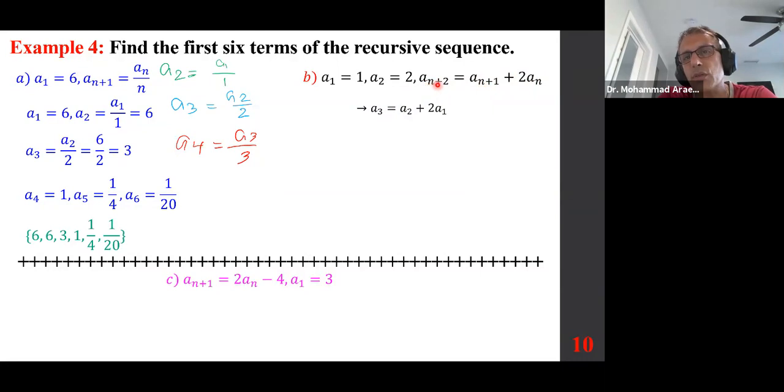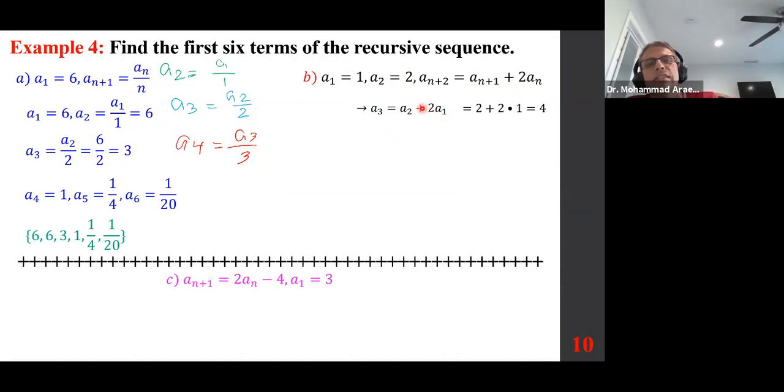See, a sub n plus 2 is a sub n plus 1, the previous one. So if I want a sub 3, I need the previous one, plus 2 times the one before this. So if this is a sub 2 plus 2 times a sub 1. So plug in, a sub 2 is given. 2, and then 2 times that, 2 times 1, and we end up with 4.